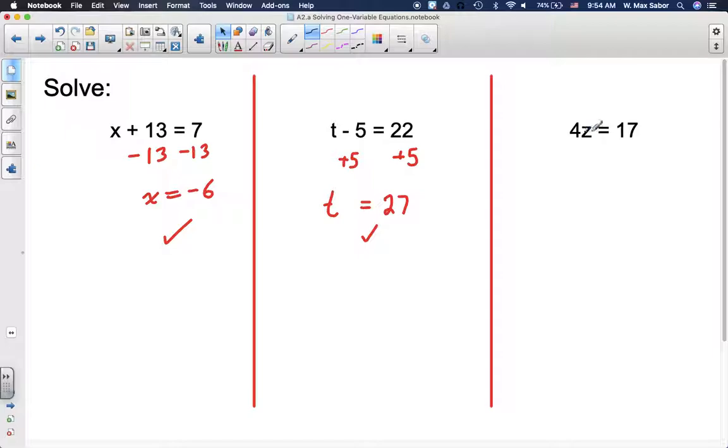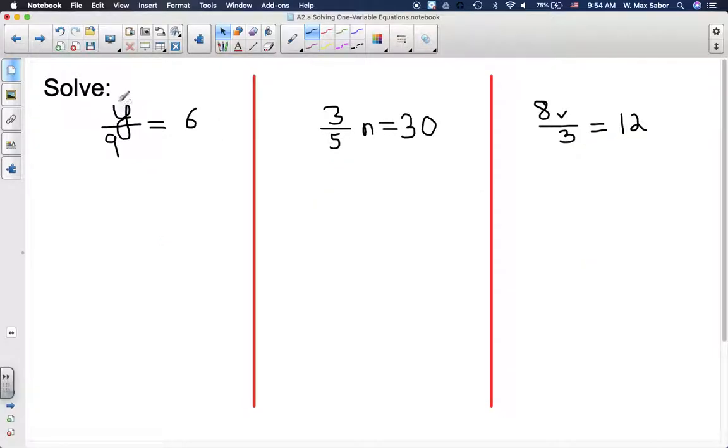Here, this is 4 times z equals 17. This can't be simplified, but what we can do is the opposite operation of multiplying by 4. Dividing by 4 is the opposite of multiplying by 4, which leaves us with z equals 17 fourths. And that's a perfectly fine final answer. 17 fourths makes that equation true.